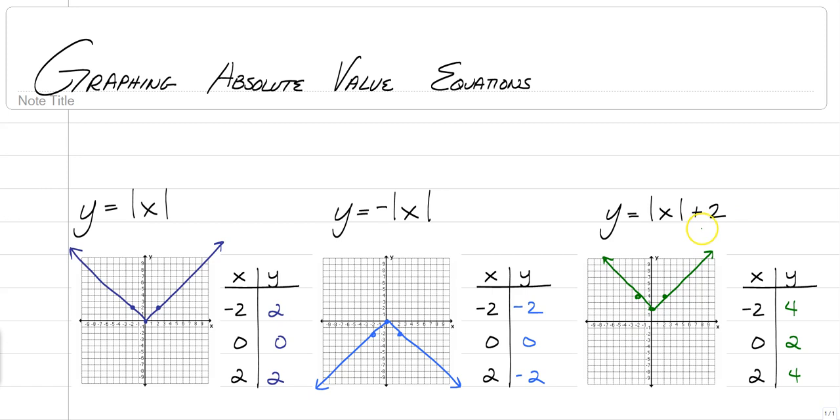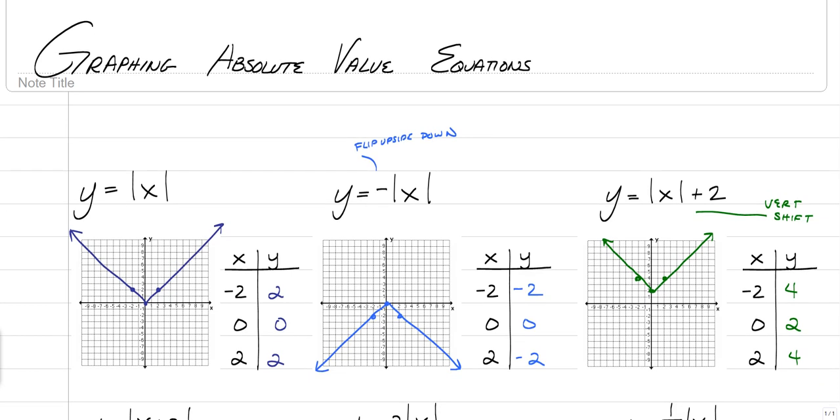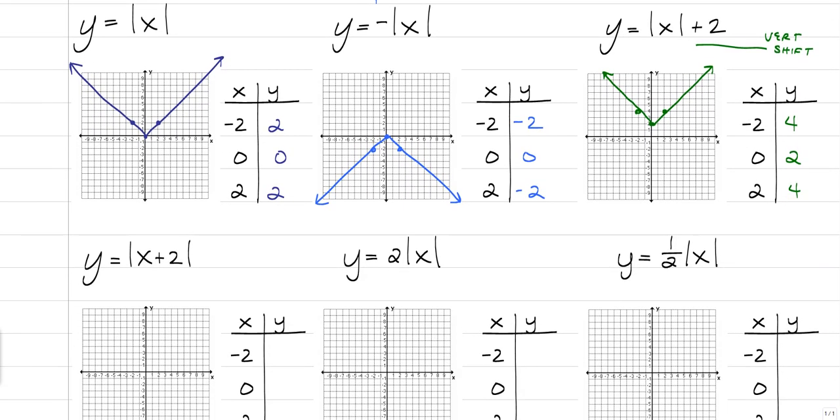So when you have a number that's on the outside, that is a vertical shift. If that said minus 2, then we would be shifting down 2 units. Okay? And again, the negative in front, that means we flip upside down. More specifically, we reflect over the x-axis. Okay? Let's continue with a couple of more.